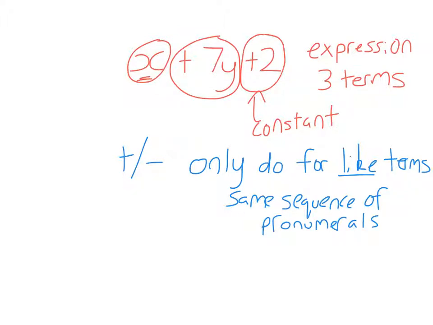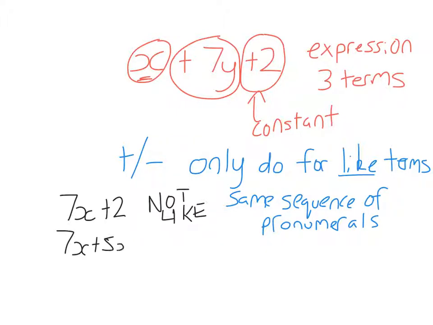So if I have something like 7x plus 2, they're not like terms, so they cannot be added, just like the expression up top in red. I can't simplify that any further. If I have something like 7x plus 5x, I can simplify that. This term has 1x, this term has 1x. They have the same sequence of letters. So in this case, I just add the coefficients, which is the number in front. So 7x plus 5x is 12x. How easy is that?